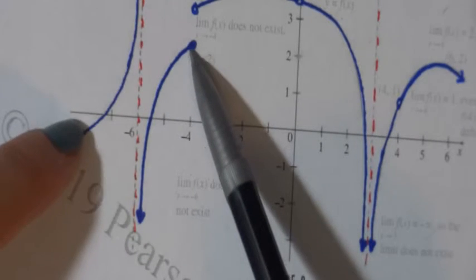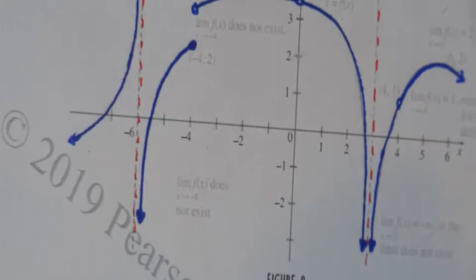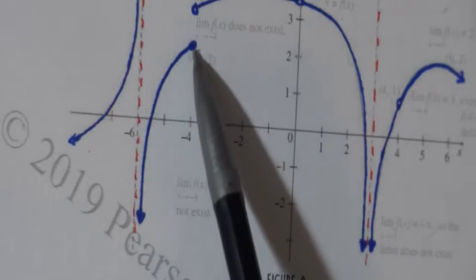Since your left and right hand limits miss each other, they go off in either direction, it just tells us that our function does not exist. And the next one here I think is a little bit easier.